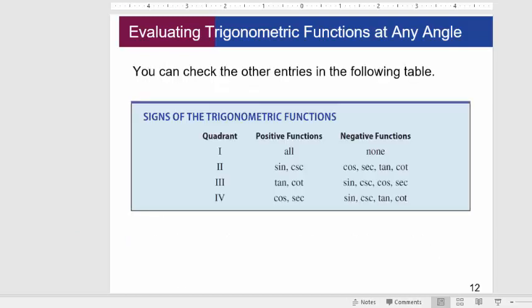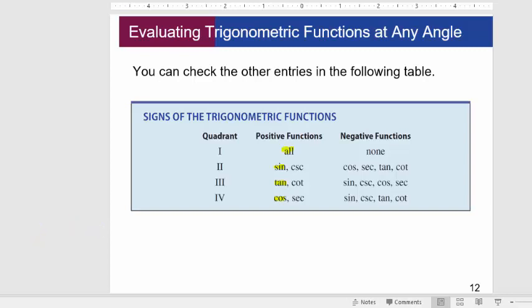So what you end up determining is this. In the first quadrant, all of the trig ratios are positive. In the second quadrant, sine is positive, and since sine is positive, the reciprocal, which is cosecant, is also positive. In the third quadrant, tangent is positive because, again, it's a negative divided by a negative, so it becomes positive. And also the cotangent is positive because it's the reciprocal. And then in the fourth quadrant, cosine is positive because cosine is the x value over the r value, and x is positive in the fourth quadrant. And of course, the reciprocal of cosine, which is secant, is also positive.